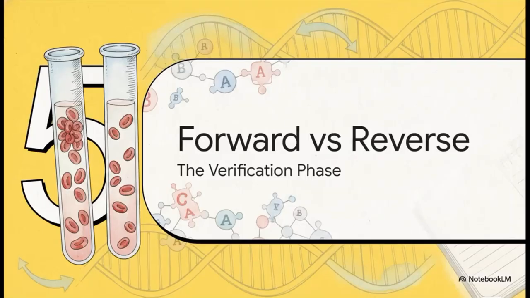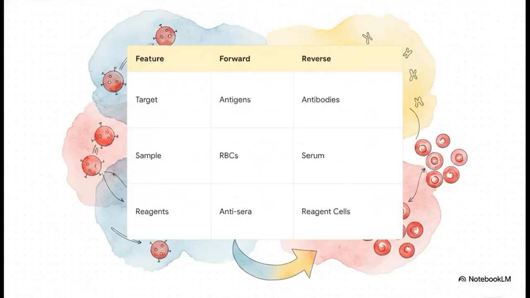All right, part 5, forward versus reverse grouping. And this brilliantly illustrates a core rule of medical labs. You never, ever rely on just one test. Forward grouping targets the antigens directly on the patient's red blood cells, using those known color-coded antisera we talked about. That's your primary identification. But, to be absolutely certain, the lab performs reverse grouping.